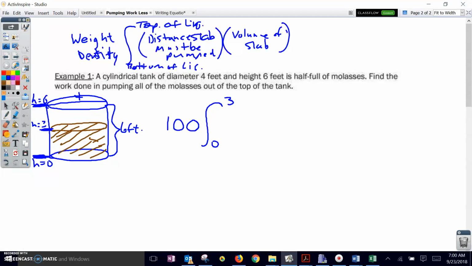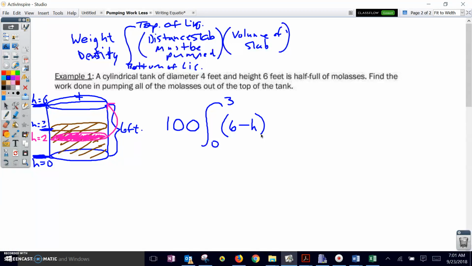And now I need the distance that a typical slab must be pumped. So let's think about a typical slab of molasses that's in here. It's going to be a very short cylindrical disc. But say I have the slab that's at height 2. In order to pump it out the top of the tank, that slab needs to be moved 4 feet. And the slab at the very top needs to be moved 3 feet. And the slab at the very bottom needs to be moved 6 feet. In general, we can come up with the expression that the typical slab needs to be moved 6 minus h feet to be pumped out of this tank.